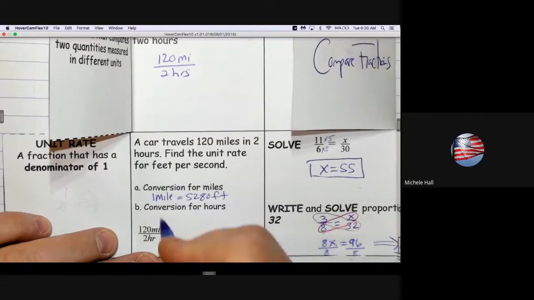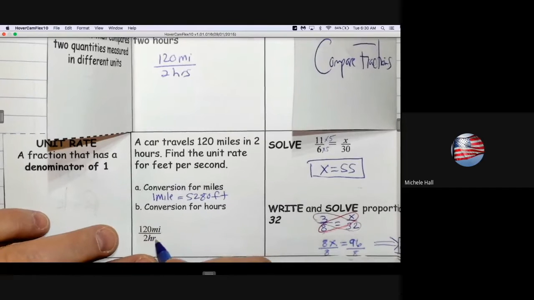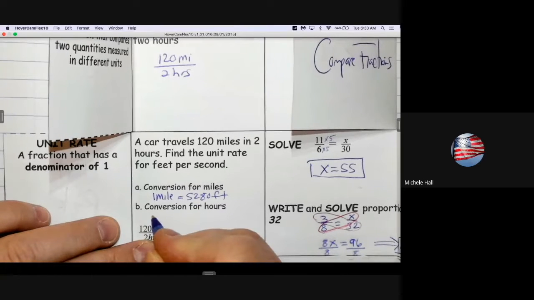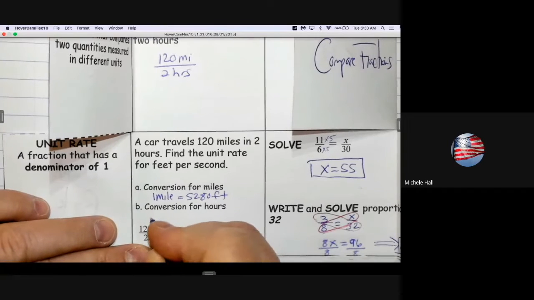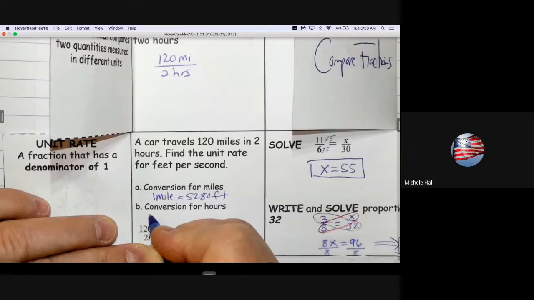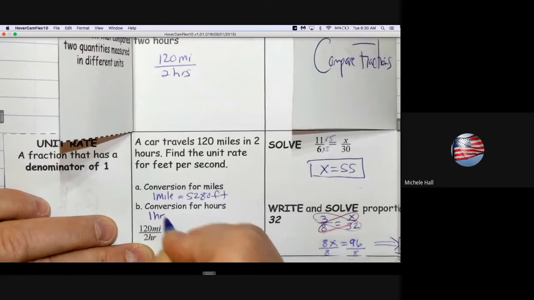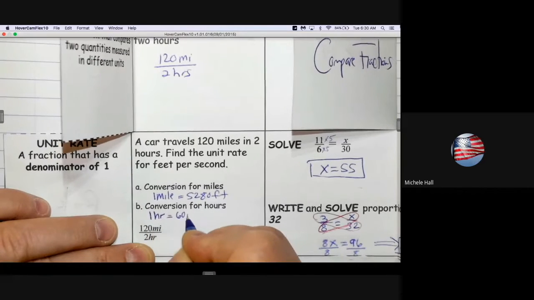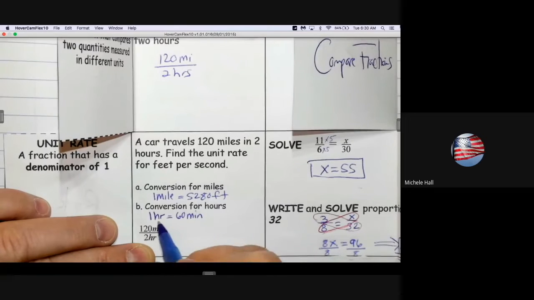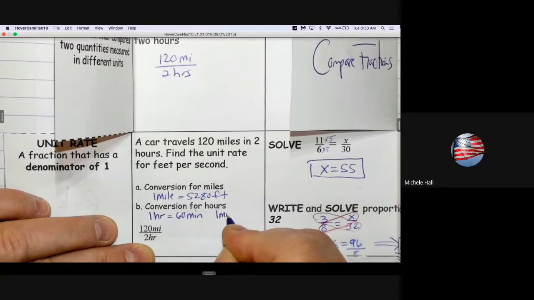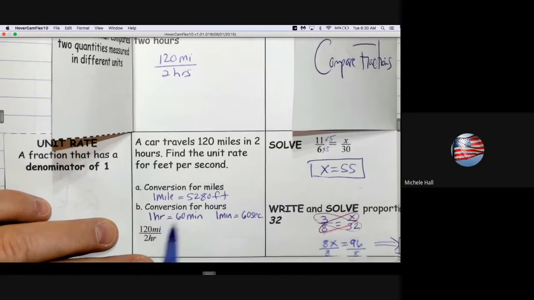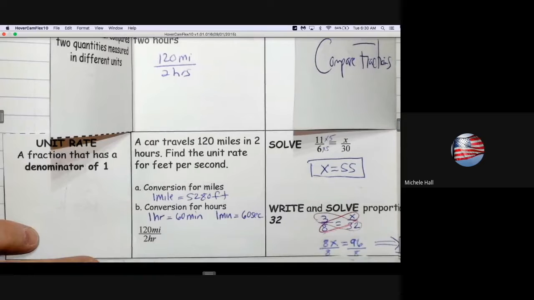So you could do this in 1 step, or you could do it in 2 steps. I could say that one hour equals 60 minutes. That brings us from hours to minutes. And then 1 minute equals 60 seconds. So I went from hours to minutes and then minutes to seconds. Those are the conversions that we're going to need.